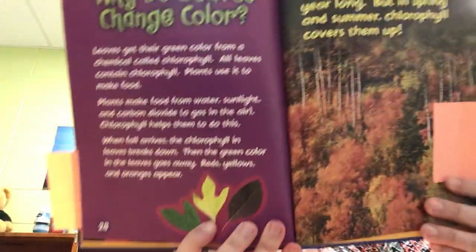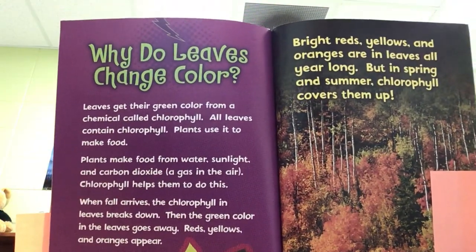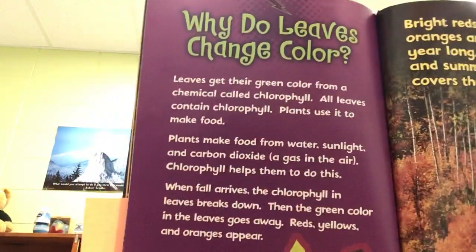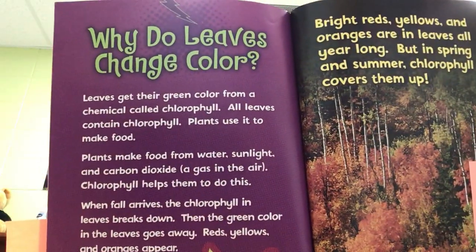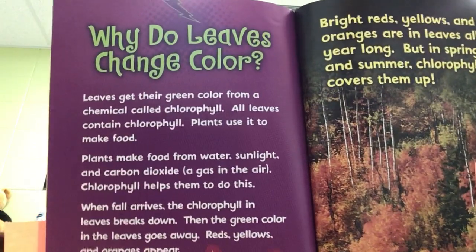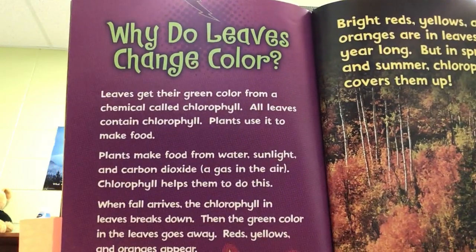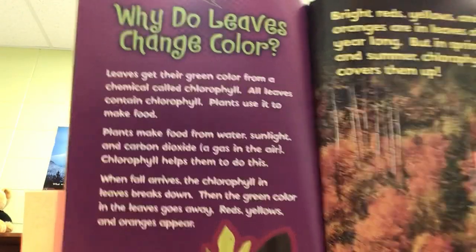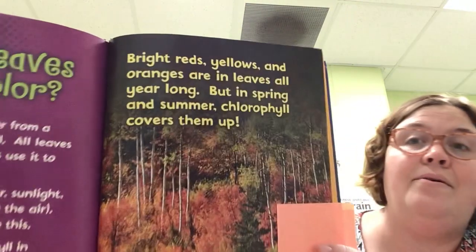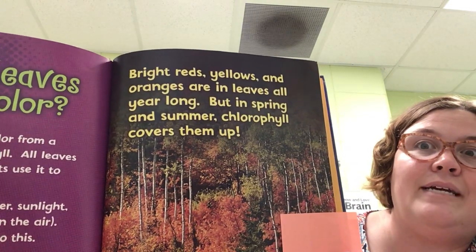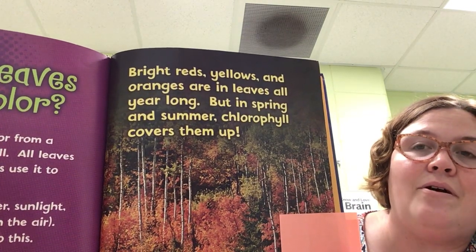So what word did you hear used over and over again by the author that a young reader might not know, or maybe you don't really know what it means, that you think would be an important word to include in the glossary in the back of the book? And the other page says, bright reds, yellows, and oranges are in leaves all year long, but in spring and summer, chlorophyll covers them up. I did not know that. Those colors are in there, but you just can't see them because the chlorophyll's so strong and bright.